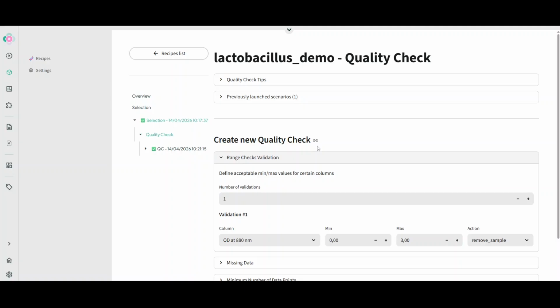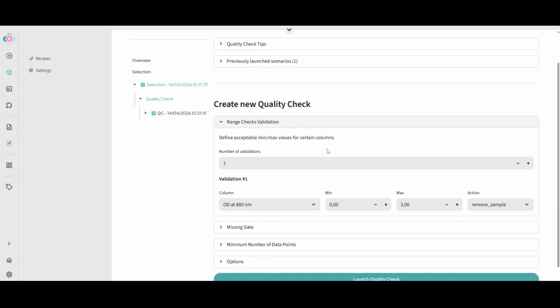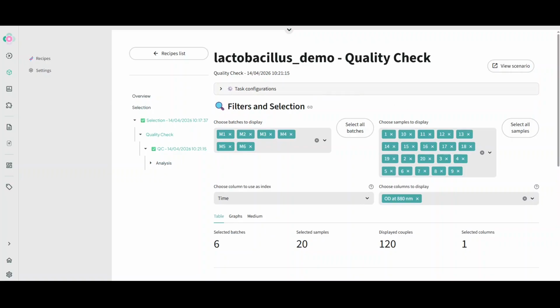For the quality check, we define a few basic rules. OD must stay between 0 and 3. All samples pass the quality check. This is expected for clean simulated data, but in a real experiment, this step will typically flag samples from fermenters that had sensor failure or contamination events, for example. After the quality check, the analysis section is unlocked. Let's go through each analysis.